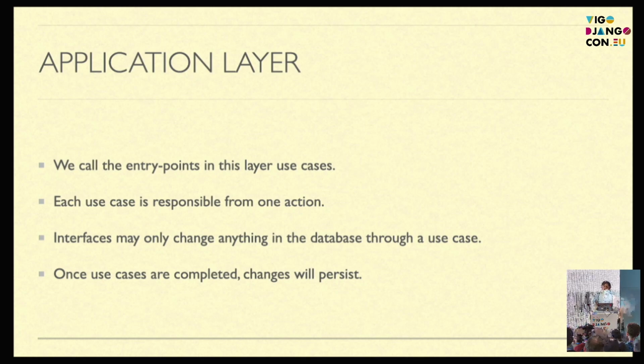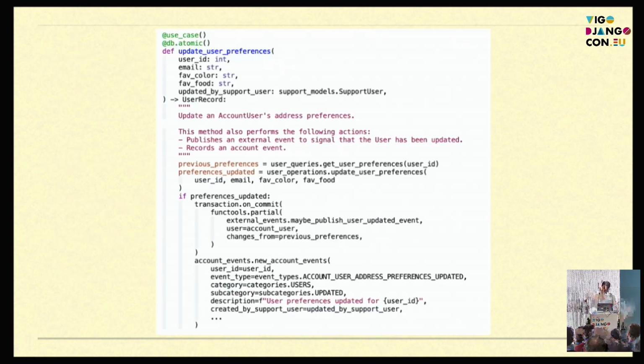And to note, this layer is sometimes called the service layer for those who are more familiar with the layered architecture. So let's look at a coding example. This is a dummy, a potential use case from our code base. It updates the user preferences.